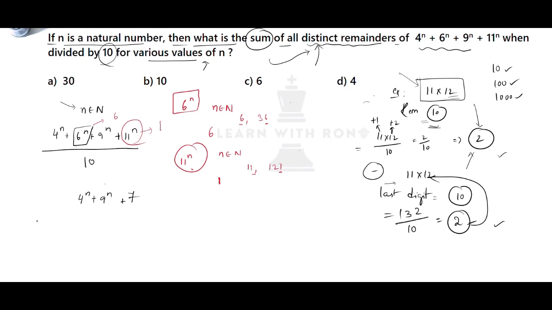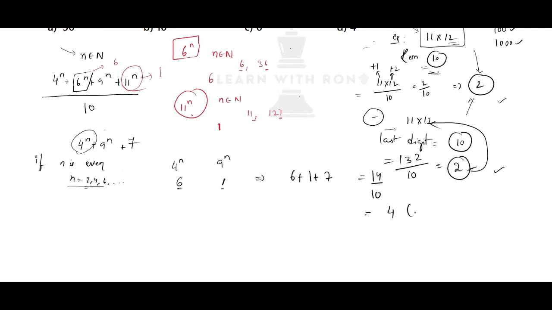Okay. Now if n is even, means n values 2, 4, 6 and so on, then how will 4 power n become? Just substitute 4 square, which is 16, unit digit 6. Whatever the value of n which is an even number, you will get last digit 6 only. Now see 9 power n here. Just substitute 2, 9 square is 81, unit digit 1. So when n is even, the unit digit of 9 power n is 1. So in this expression, when n is even, 4 power n has unit digit or remainder 6, 9 power n has remainder 1, and you have 7.